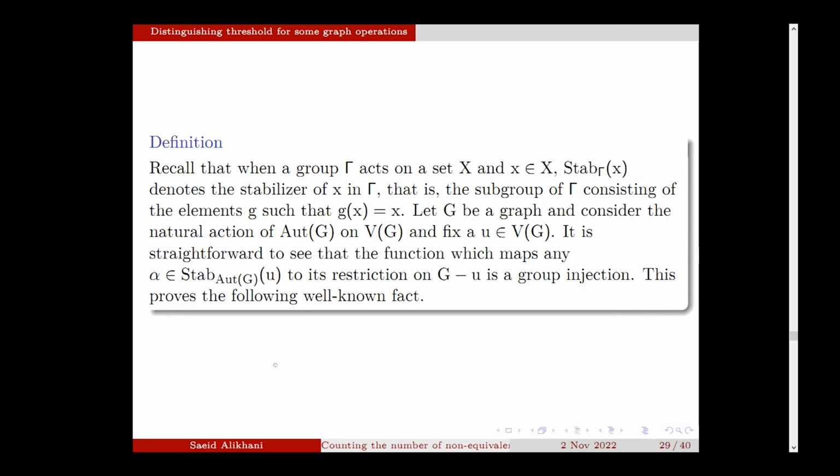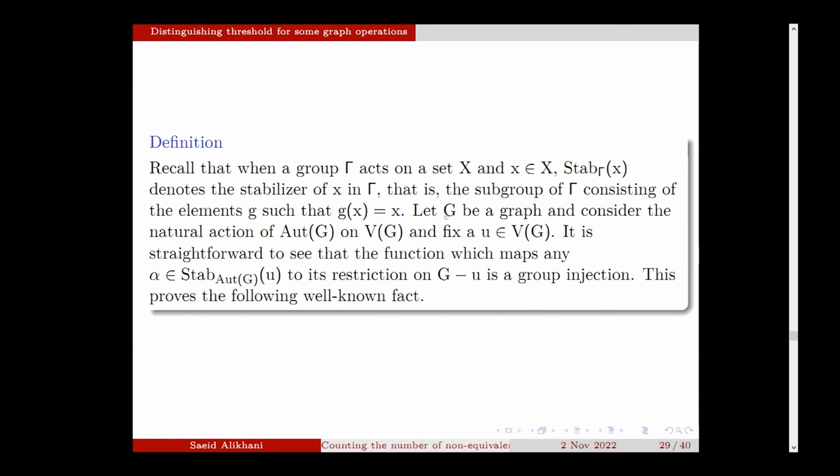And let me recall something about the stabilizer. Recall that when a group capital gamma acts on a set X, and X is an element of the capital X, the stabilizer of X in gamma is a subgroup of gamma consisting of the elements G such that G of X is equal to X. All of you know this definition, I think.